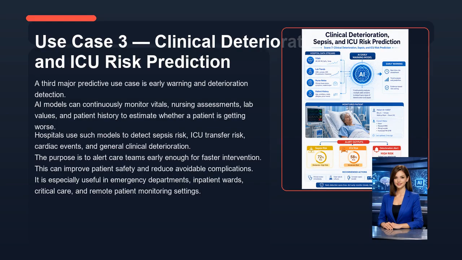Now let's look at use case 3, clinical deterioration, sepsis, and ICU risk prediction. A third major predictive use case is early warning and deterioration detection. AI models can continuously monitor vitals, nursing assessments, lab values, and patient history to estimate whether a patient is getting worse. Hospitals use such models to detect sepsis risk, ICU transfer risk, cardiac events, and general clinical deterioration.